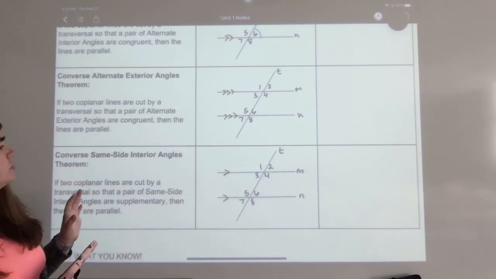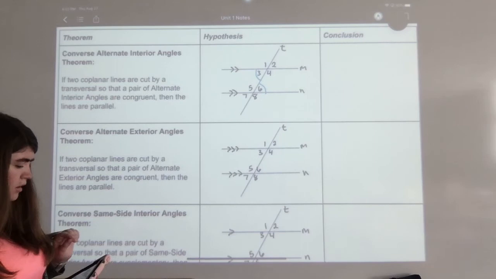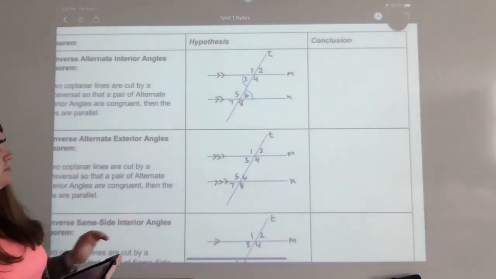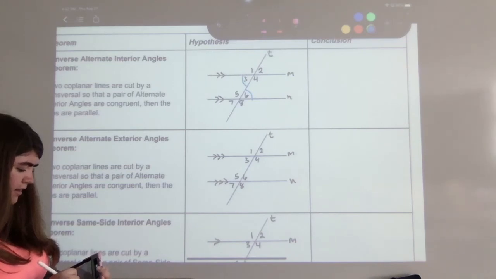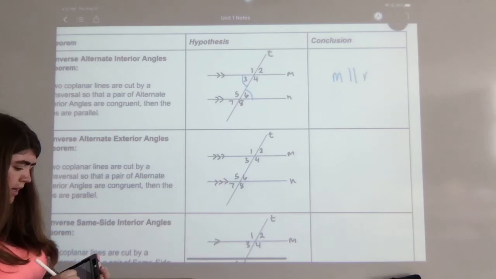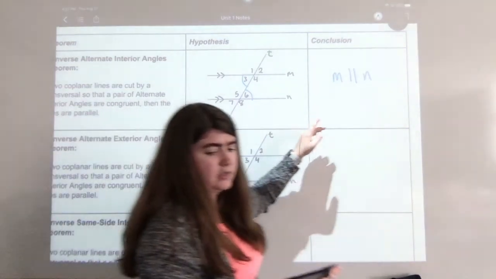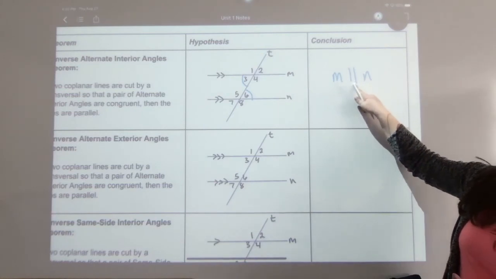And we're going to just assume that these are lines continuing forever for this problem. All right, so in conclusion, because angle 3 is congruent to angle 6, then I can say that line M is parallel to line N. So I have line M is parallel to line N.